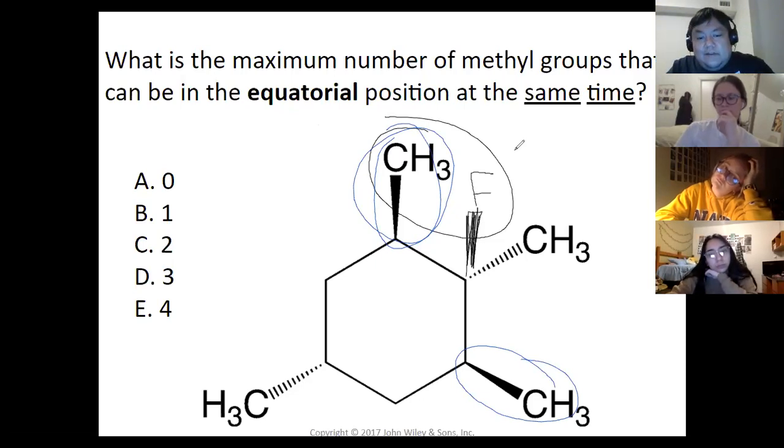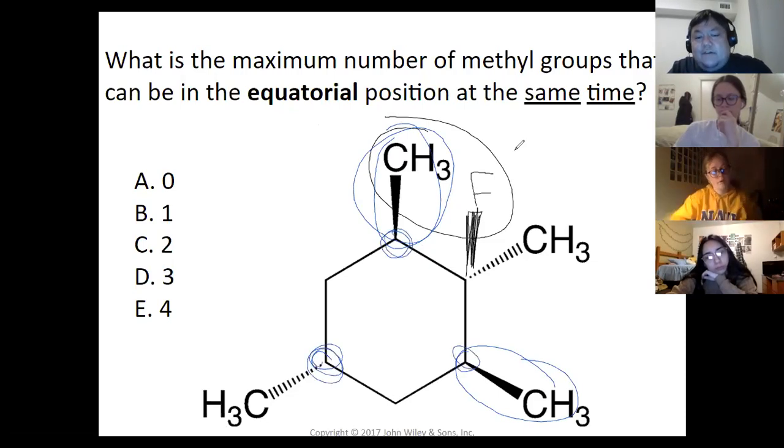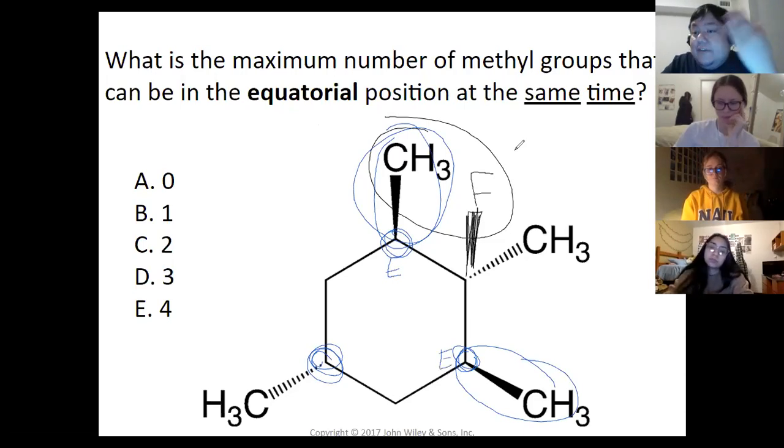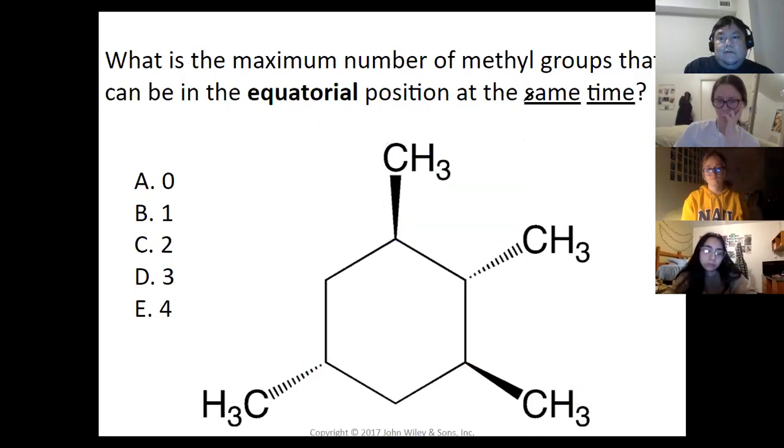So then these three carbons, they alternate. Whatever those are doing, they'll be doing the same. So if this one is equatorial, this one has to be equatorial if it's a wedge. So the wedges will all be doing the same thing. The dashes will all be doing the same thing. It's just a repeating pattern.